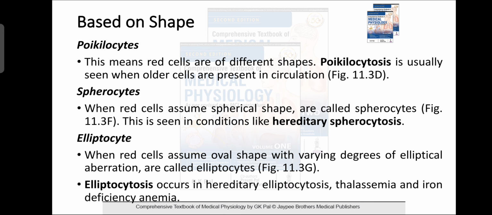Based on the shape, poikilocyte means RBC of different shape. Poikilocytes are usually seen when there are older cells present in the circulation. First is the spherocyte. When the RBC assume a spherical shape, that is spherocyte. This condition occurs in hereditary spherocytosis, which is a congenital condition in which the RBC become spherocytes.